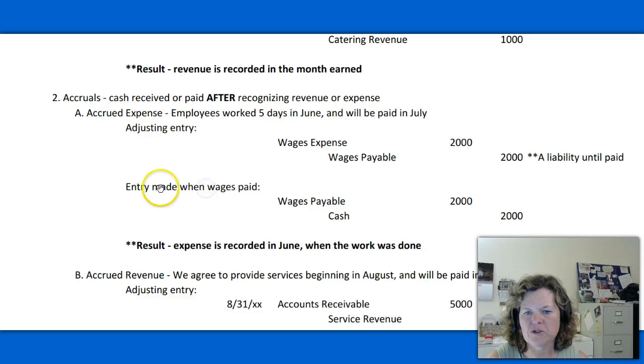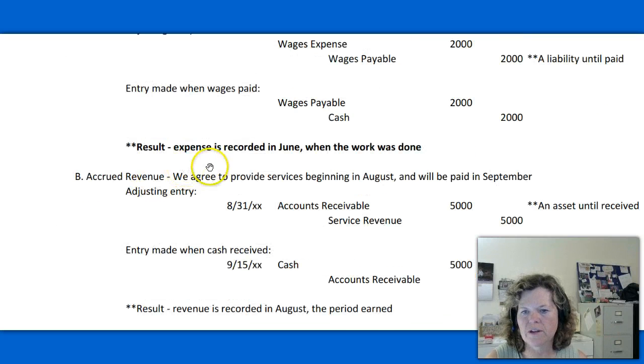Down here, when the wages are paid, we're going to make the following entry. We're going to debit wages payable, $2,000. We're going to take it out because we're paying it now, and we're going to credit cash. The result of these entries: expenses recorded in June when the work was done. So we want to, again, honor that matching principle and get the expense recorded in the proper period, even though there's a timing difference when the cash is paid out.